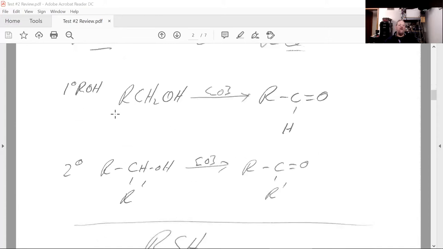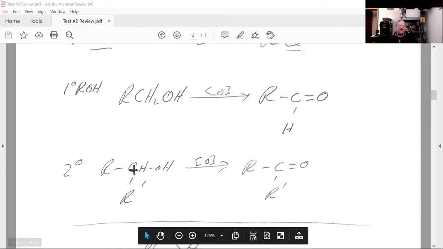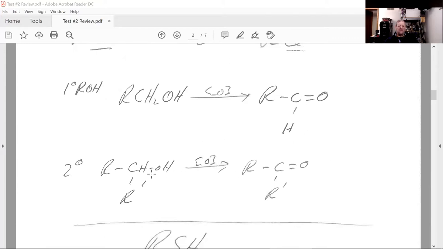Now, I use the terminology in class, but I will never use it on a test. This is a primary alcohol, one R group on CH2OH. This O in brackets means you're oxidizing it. Lose this hydrogen, form a carbon-oxygen double bond, which later on you learn is an aldehyde. If you take a secondary alcohol and do the same thing, oxidize it, lose this hydrogen, and you form a carbon-oxygen double bond, and now you have a ketone. Tertiary alcohols do not react.